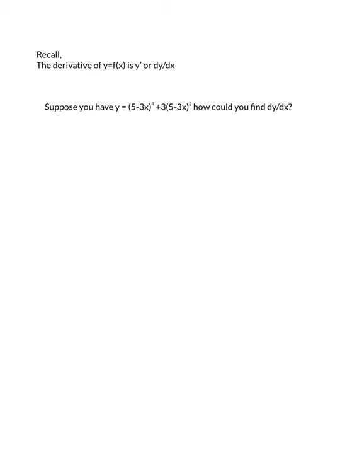So the first thing that I notice right away, obviously, I could expand this out. It would get ugly, it would get long, it would get messy, so I'm not going to do that. But I do see that what I have in both of these brackets is the exact same. So I'm going to say, let's let u equal 5 minus 3x. Now, if I do this, then I can say that y is equal to u to the 4 plus 3u squared. This definitely looks a lot easier to calculate the derivative of.